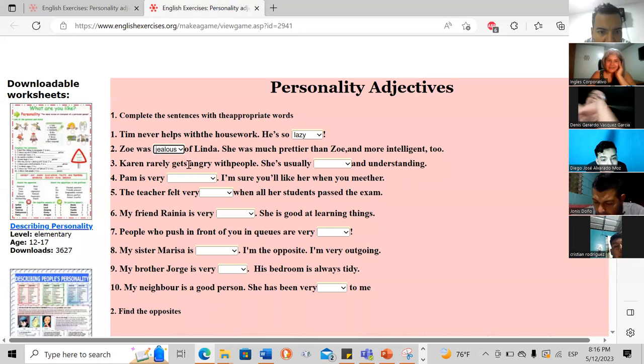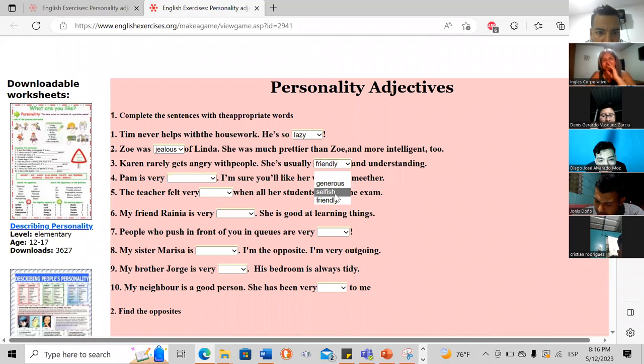Karen rarely gets angry with people. She's usually generous, selfish, or friendly. Friendly. And understanding. Okay. Do you know what is selfish? Selfish is egoísta. Selfish. Viene de pescado. Mentira. Okay.